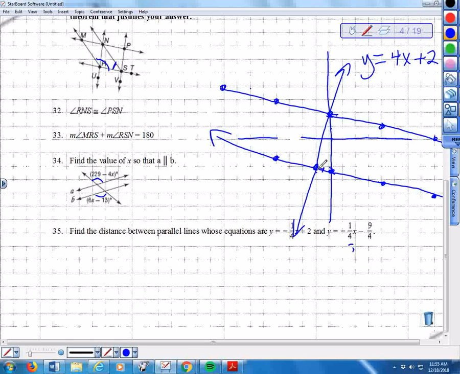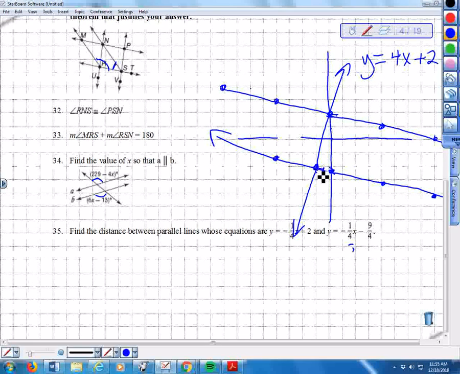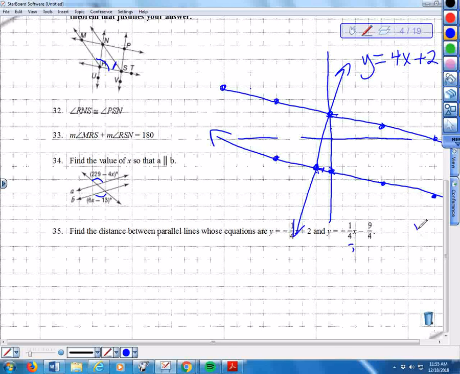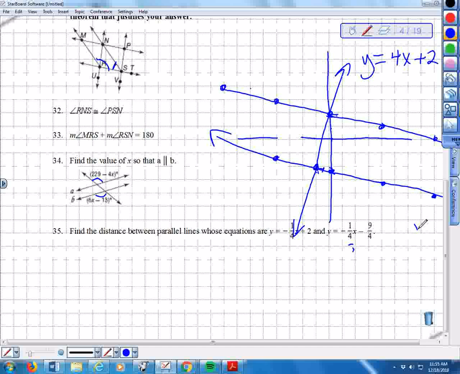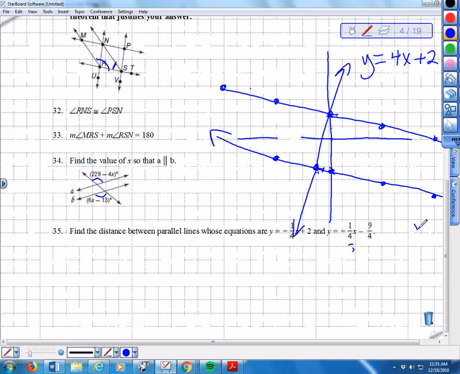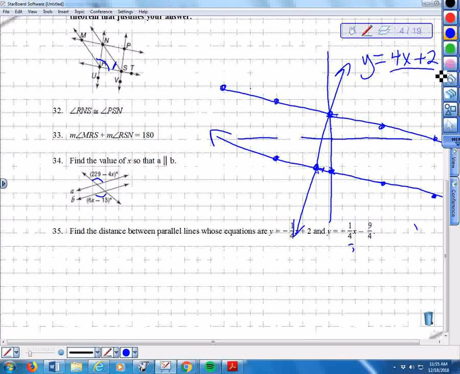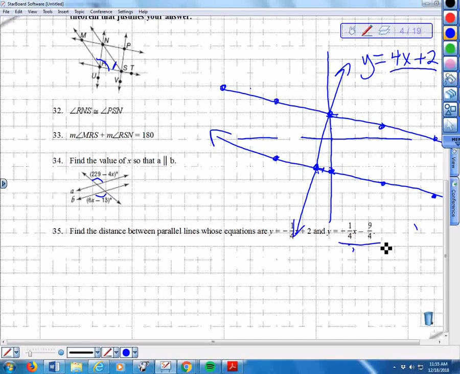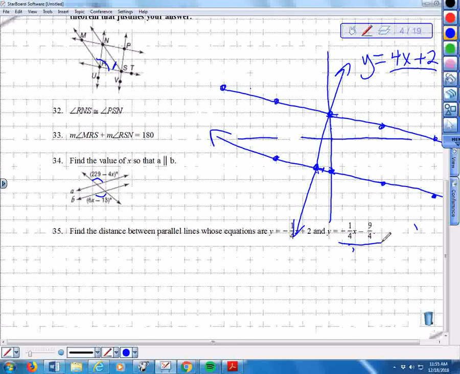Once I get the point, I will use the distance formula to find the distance. I'm trying to figure out what this point is. What's that? Set the two lines equal to each other. Where those lines are equal to each other, that coordinate satisfies both lines. So one line is 4x plus 2. The other is negative 1/4 x minus 9/4. I'm going to set those equal to each other to find the point.